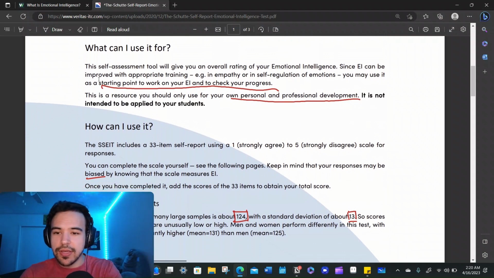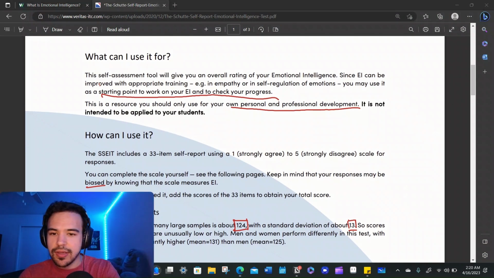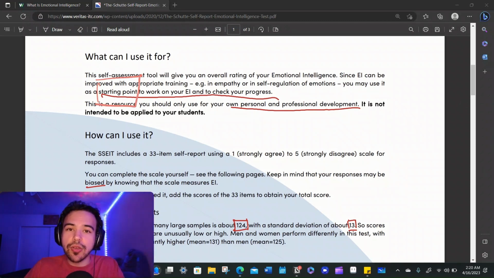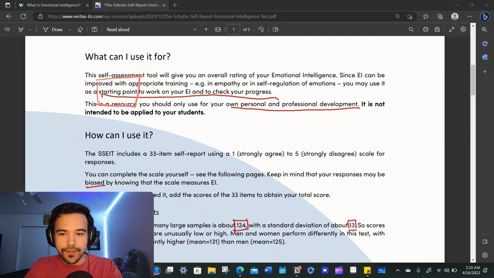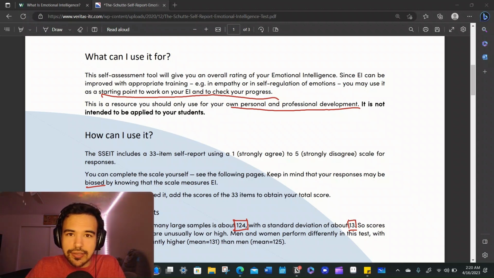What can I use it for? Here, perfect. It's a starting point to work on your emotional intelligence and to check your progress. It should only be used as your own personal and professional development tool. Okay, they have to say it in here. It is not intended to be applied to your students. So if I was teaching a class, it's not intended for that sort of thing. Now I could, because I think one of my teachers had given us this. But again, it's a starting point. It gives you the overarching idea of your own emotional intelligence.